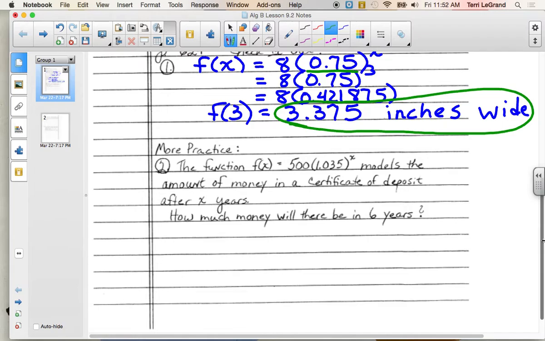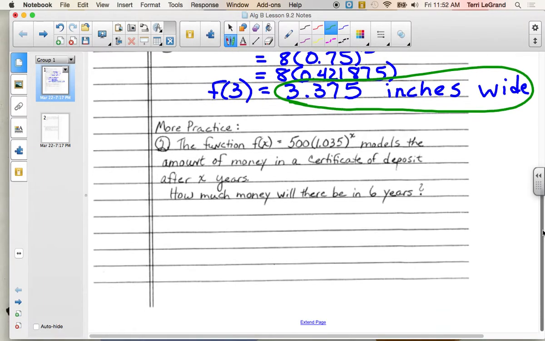Okay, here's another one that we have. This one's just more practice, number 2. The function f of x equals 500 times 1.035 to the x power models the amount of money in a certificate of deposit, a CD. I'm not talking about a CD we put in a player, we might hear music out of. A certificate of deposit, after x years. So it's a way of saving money. How much money will there be in 6 years?